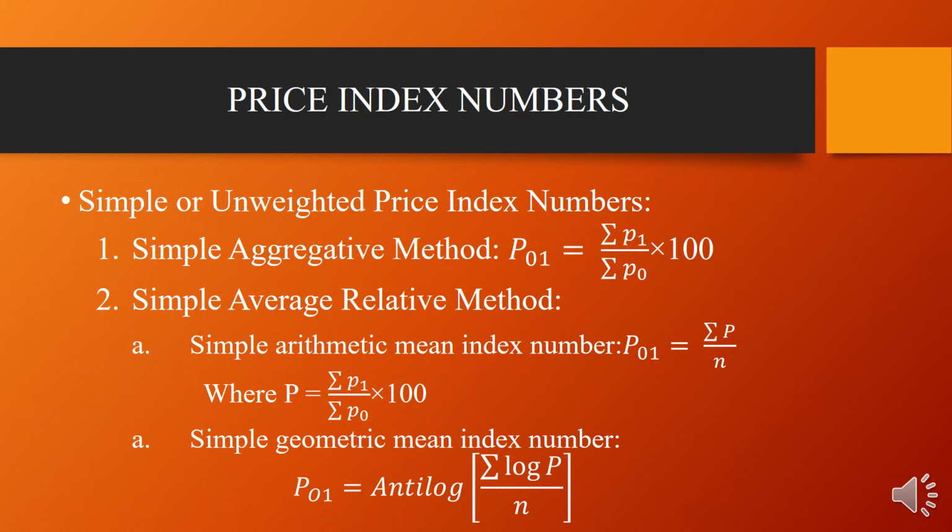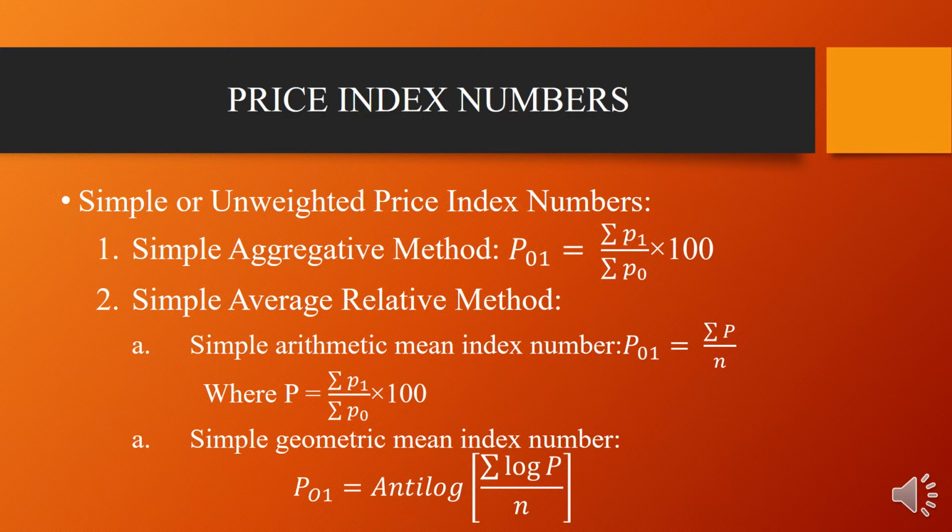Similarly, the second one is the simple average relative method. Under this there are two methods. In the first method we use arithmetic mean, and in the second case we use geometric mean. The formula is P01 is equal to summation P divided by N, where capital P is equal to P1 divided by P0 into 100. Next one is simple geometric mean index number: P01 is equal to antilog of summation log P divided by N.